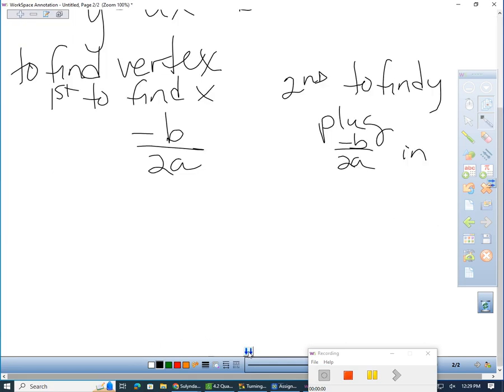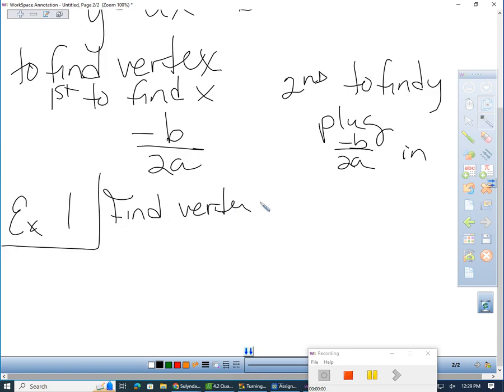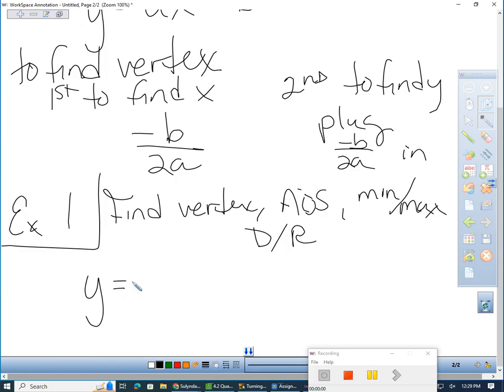So here is example number 1. We're going to find the vertex. And of course, if I can find the vertex, that means I can find the axis of symmetry. And if I can find that, and looking at my equation, I can also find whether it's a min or a max. And of course, if I know all that stuff, I also know domain and range. All right, so here's my equation. Let's go with y equals x squared minus 4x plus 1.